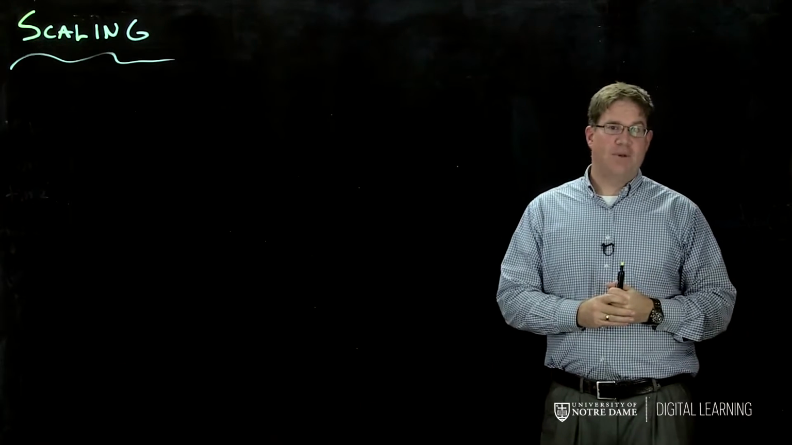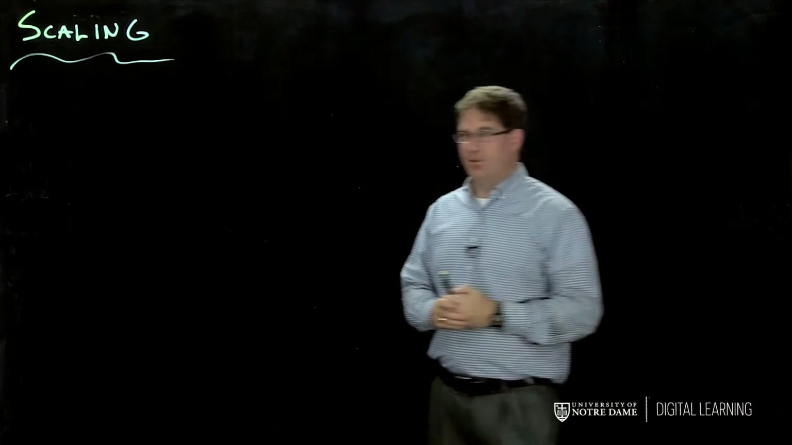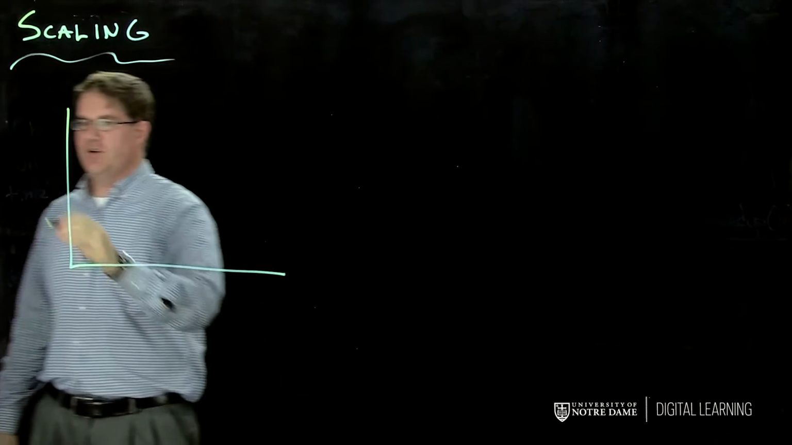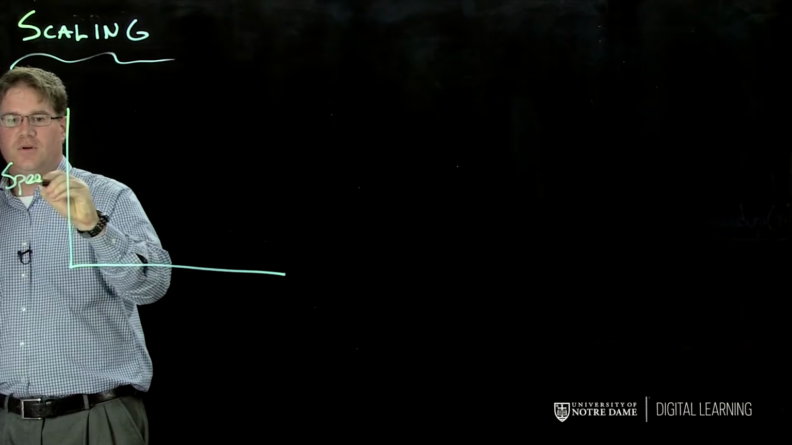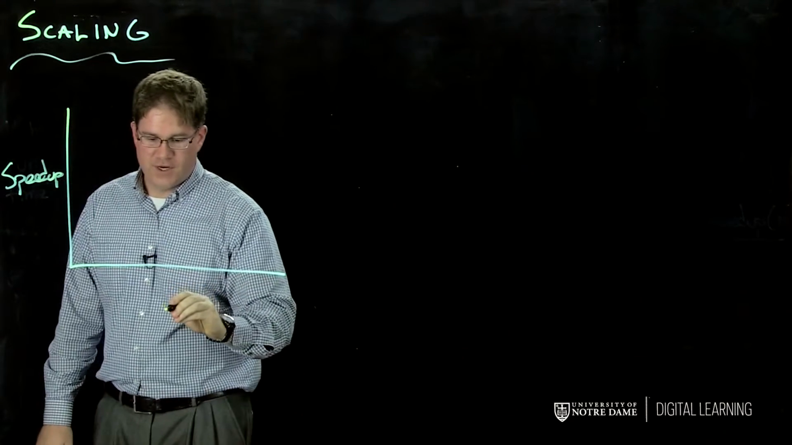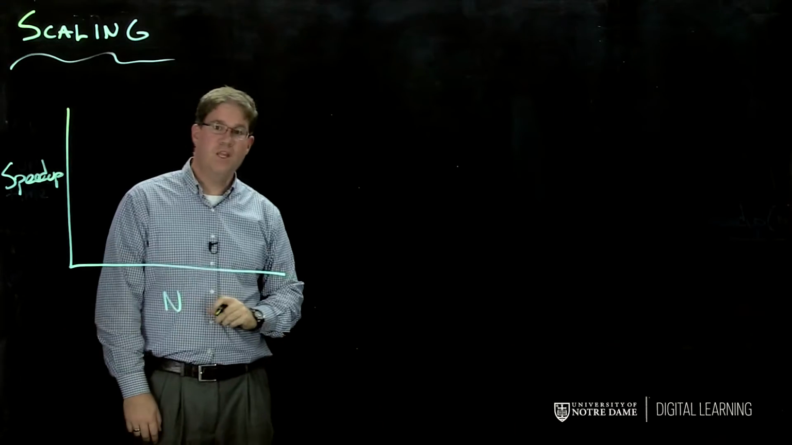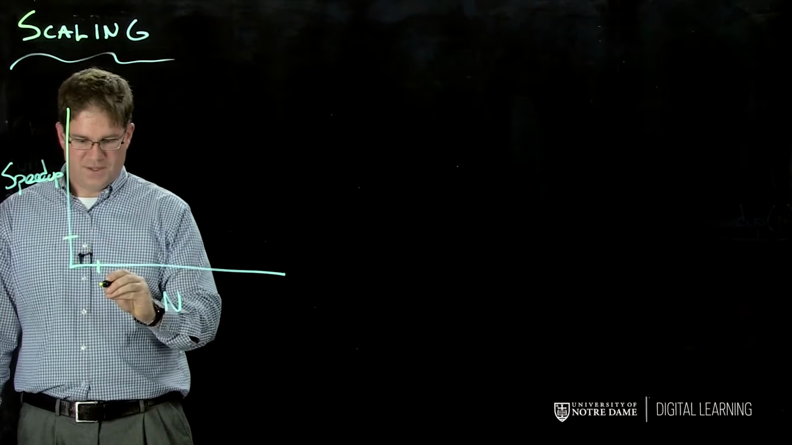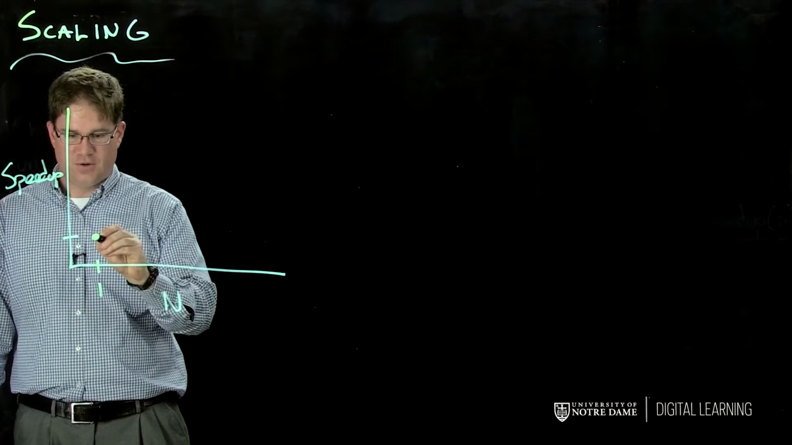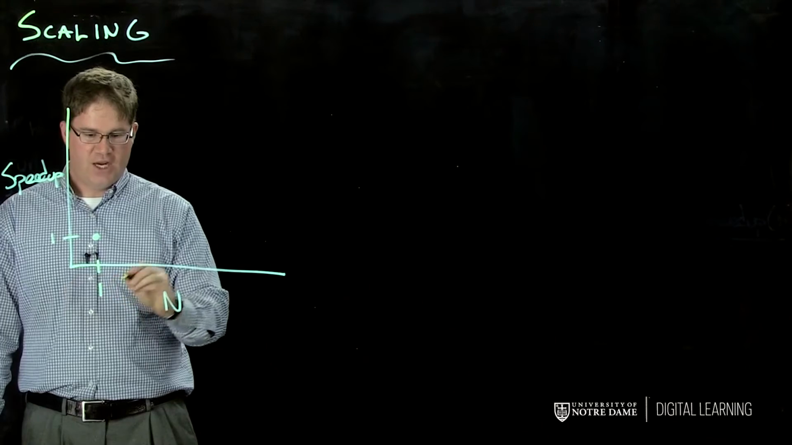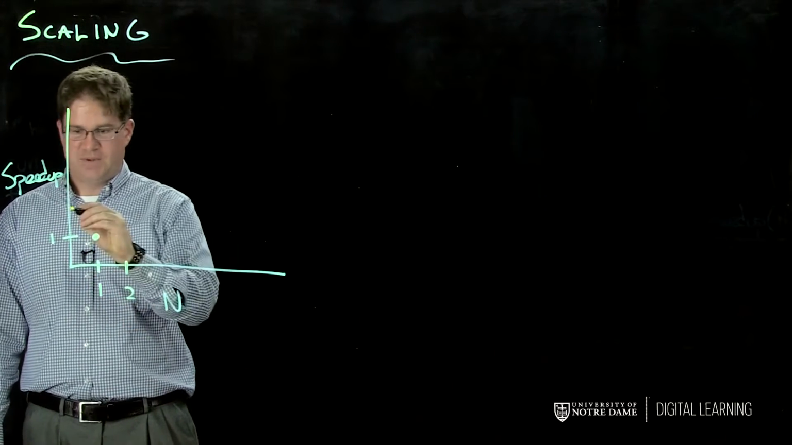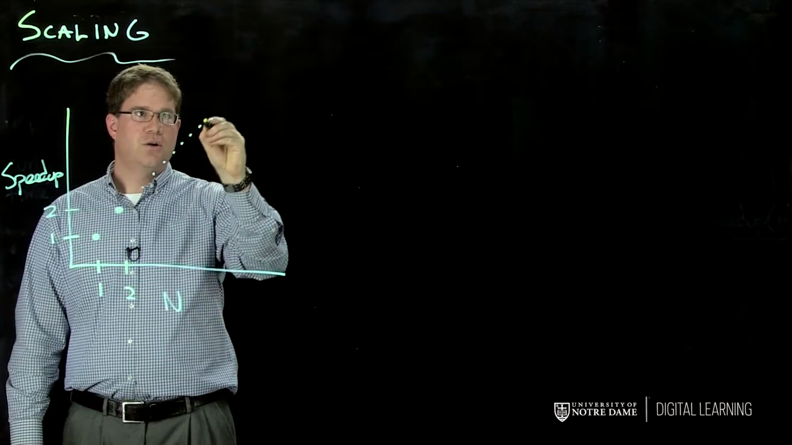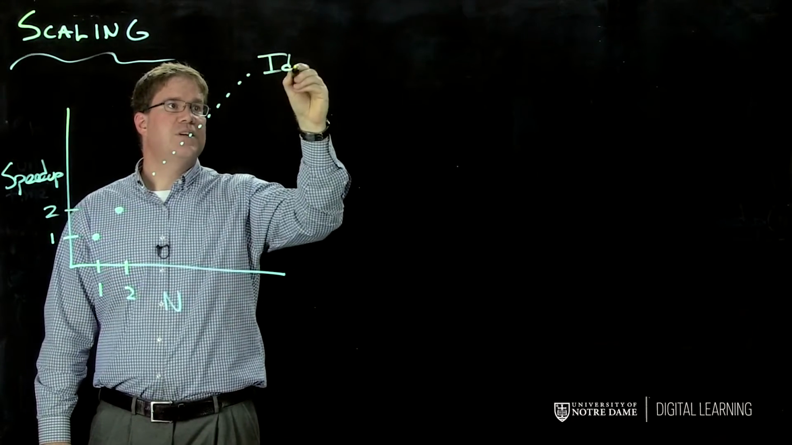Now let's see what happens for a typical application as we scale it up. Let me draw a graph here that, instead of showing runtime, is going to show speedup as we increase the number of cores. Now, for the ideal application, if we run something on 1 core, then the speedup is going to be 1. That makes sense. And if we run it on 2 cores, the speedup is going to be 2 because it runs twice as fast. And so as we go out here, our ideal speedup is linear.